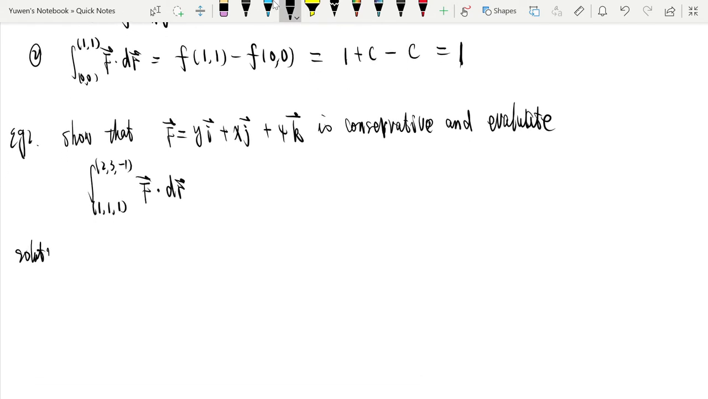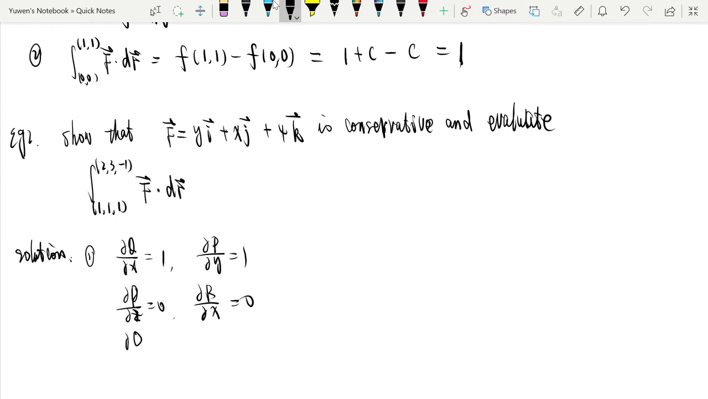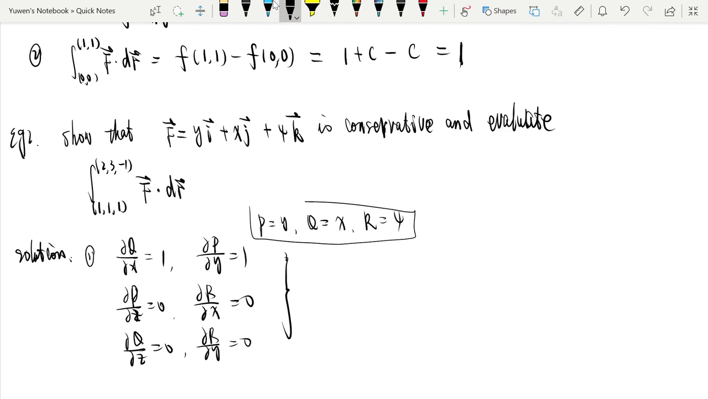The solution: the first part, partial q partial x is 1, partial p partial y is 1, and partial p partial z equals 0, partial r partial x equals 0, partial q partial z equals 0, and partial r partial y equals 0, because p is y, q is x, and r equals 4. So F is conservative.